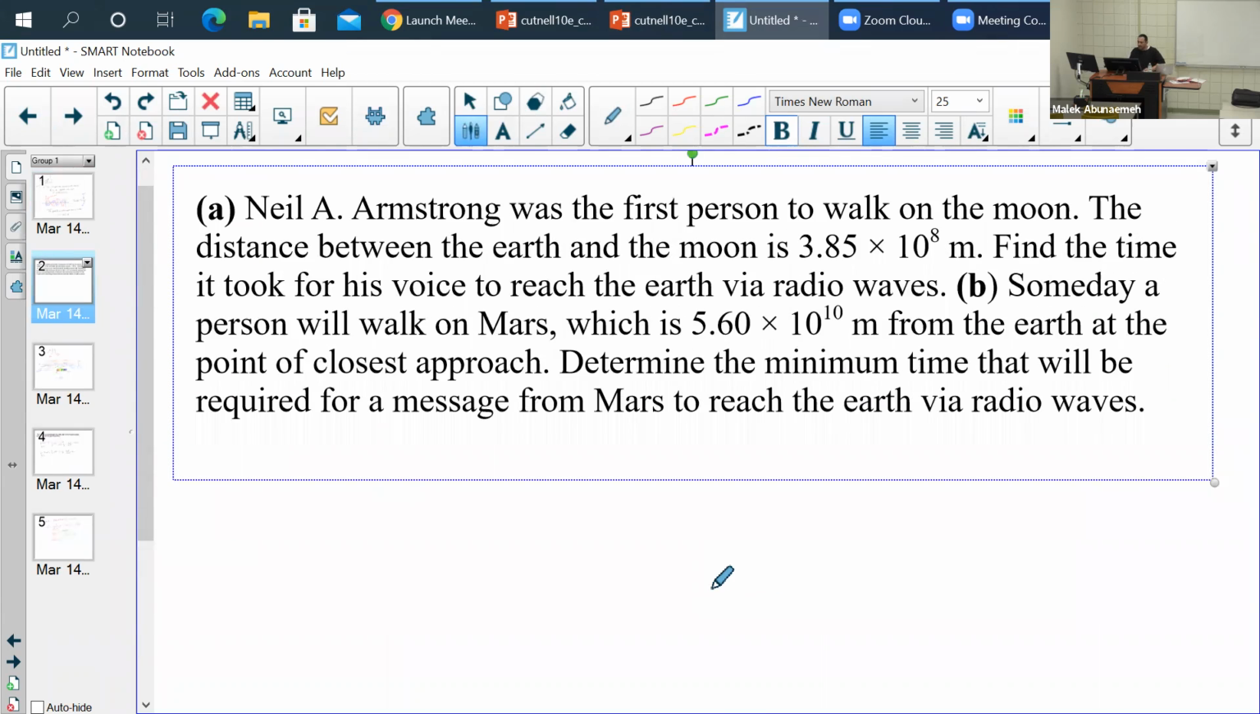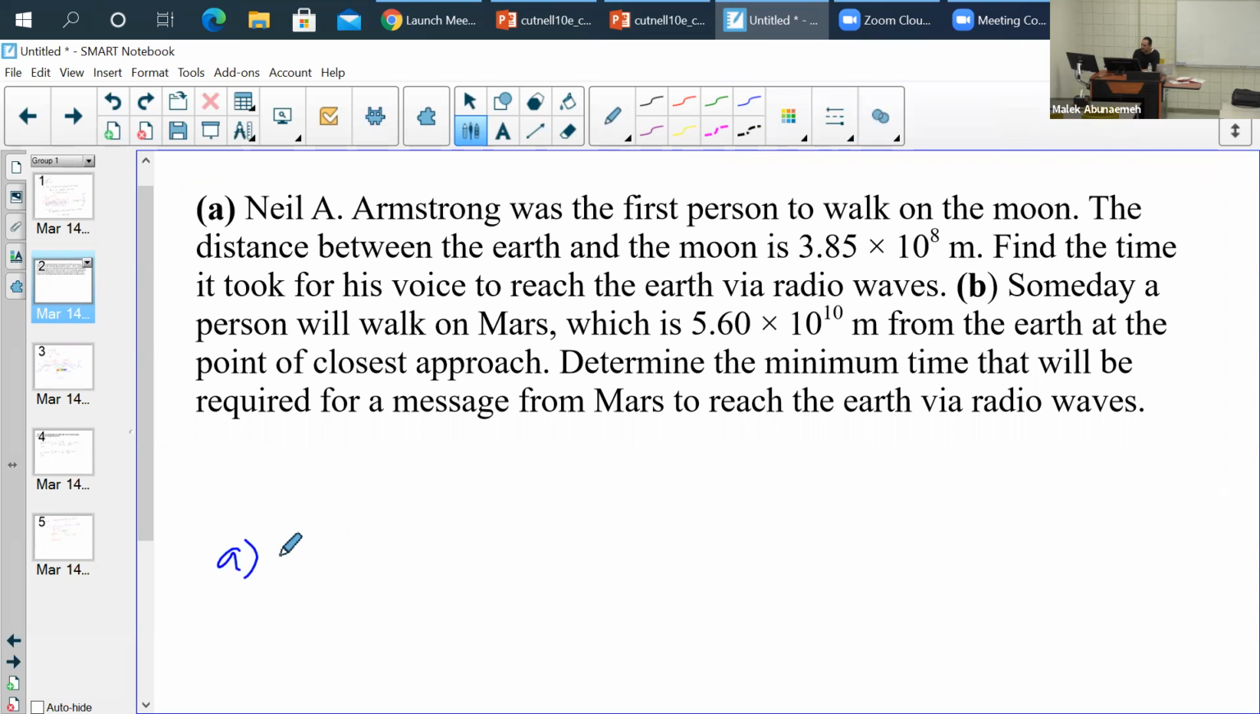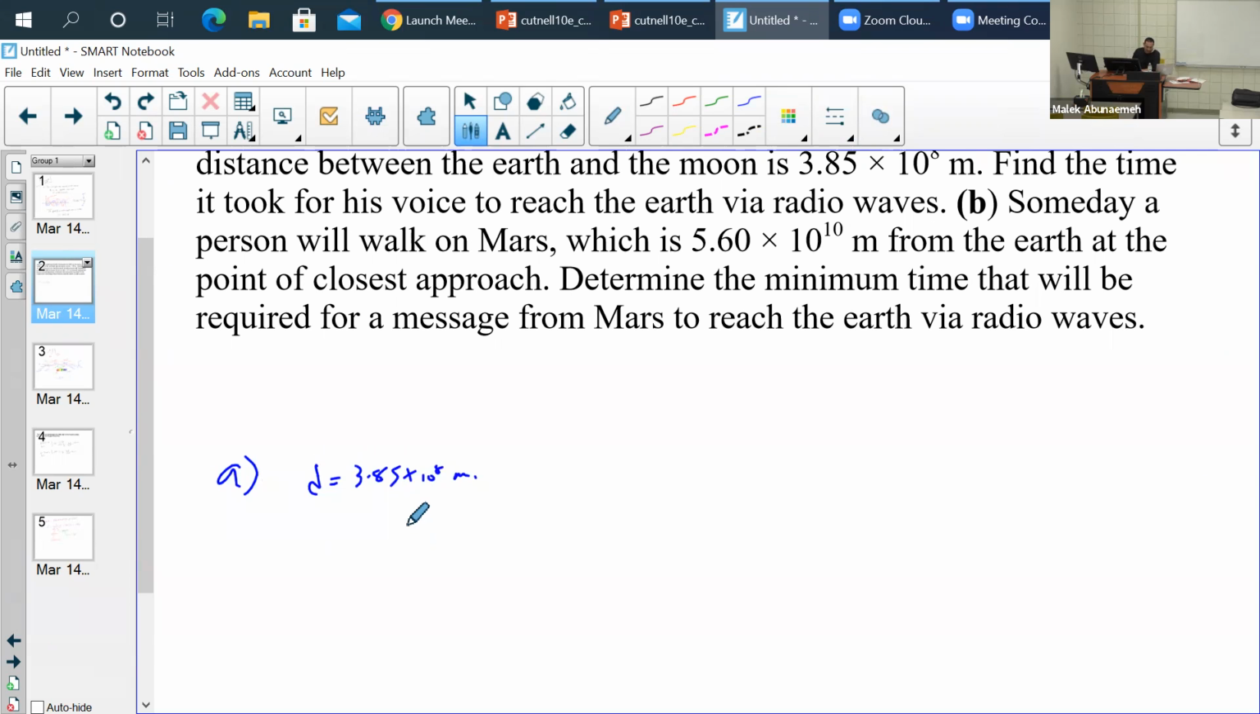All right, so what we got? For part A, you got the distance. Neil Armstrong was the first person walking on the moon. The distance between the Earth and the moon is 3.85 times 10 to the 8th meters. Find the time it took his voice to reach Earth via radio waves. So you're looking for your time.